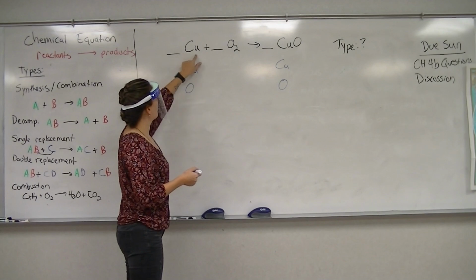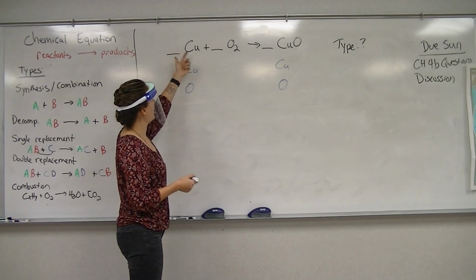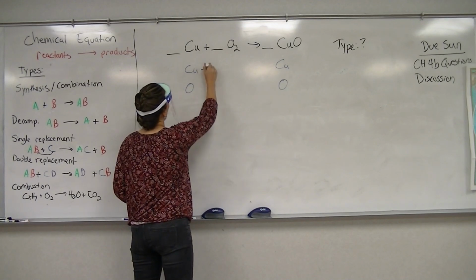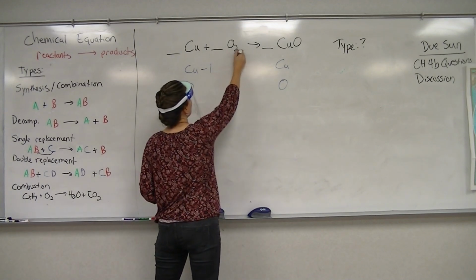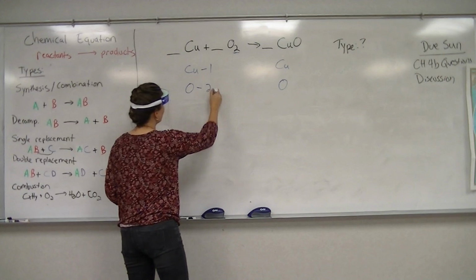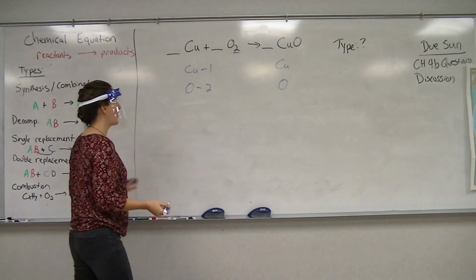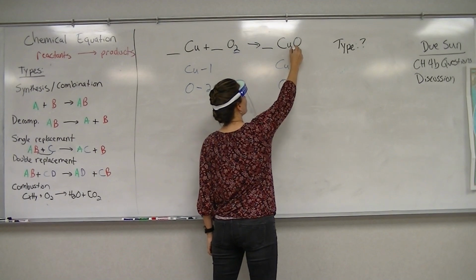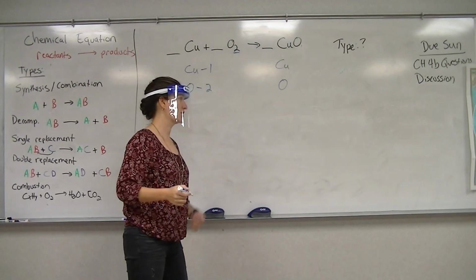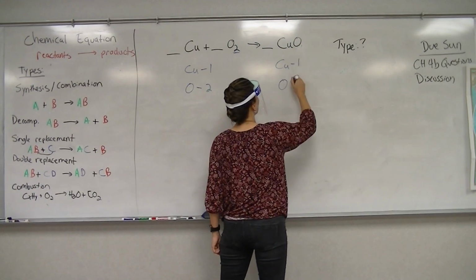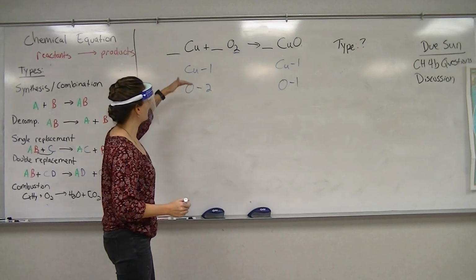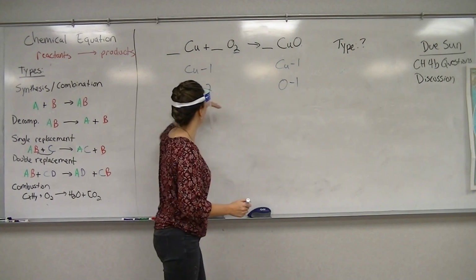So looking at copper, we're just looking at the subscript to tell how many coppers there are. So how many coppers on the reactant side? Just 1. And then for oxygen, its subscript is 2, so 2 oxygens. Now I do the same thing on the product side. And here, I don't have any subscripts after copper or oxygen, so it's just 1 of each. And from there, I look and see if it's balanced. So I look and see if it has the same amount on each side.